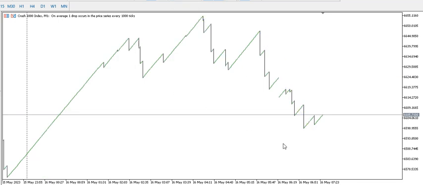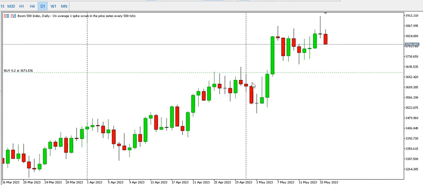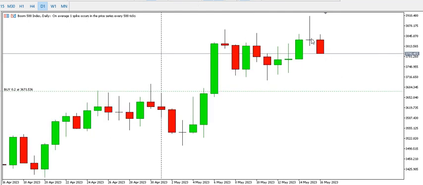Let's look at Boom 500 index. On the daily time frame, Boom 500 index is bullish, but we can see this pin bar and price is reacting to the pin bar. Look at this pin bar, price is reacting to it, and we are having an evening star pattern. Evening star pattern is currently being formed.